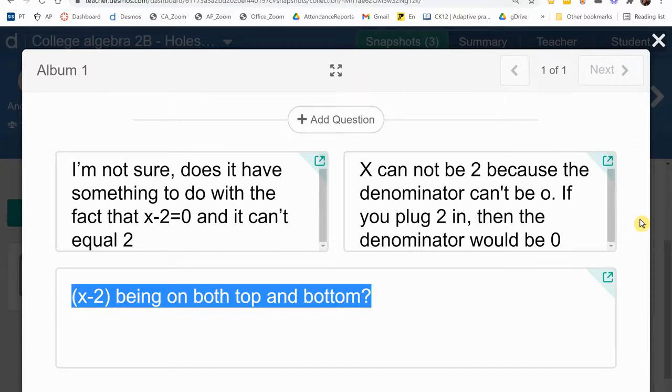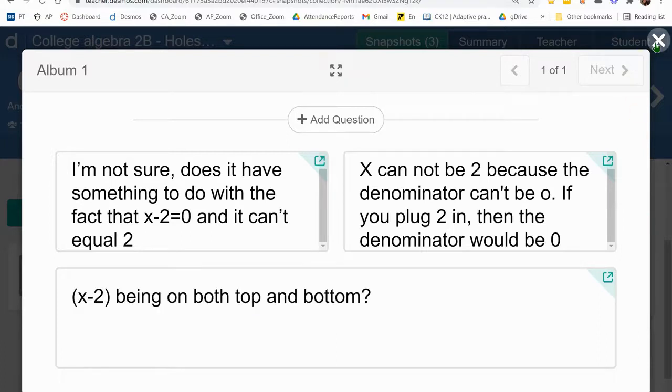You have to have a canceling out on top and bottom, of something that if there was a value plugged in for that x, that it would cause both of those things to equal 0, so that you ended up with a 0 in the numerator and a 0 in the denominator. All right, good. Now, think about those people's responses.